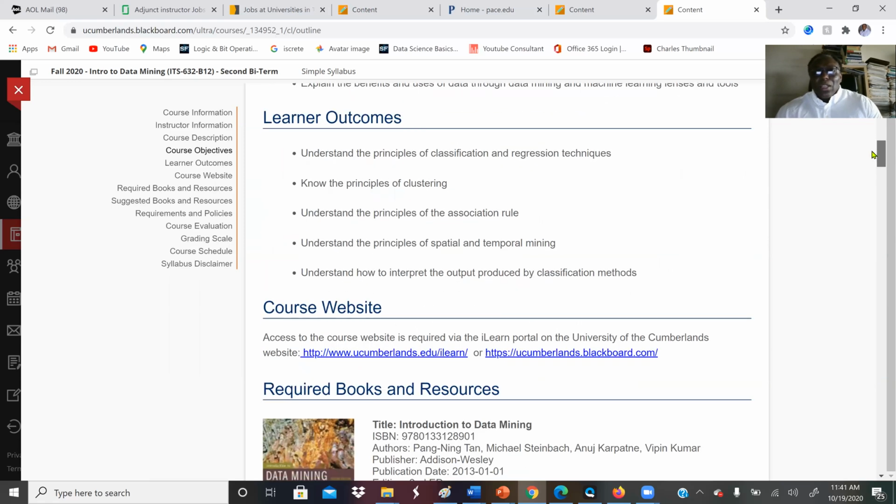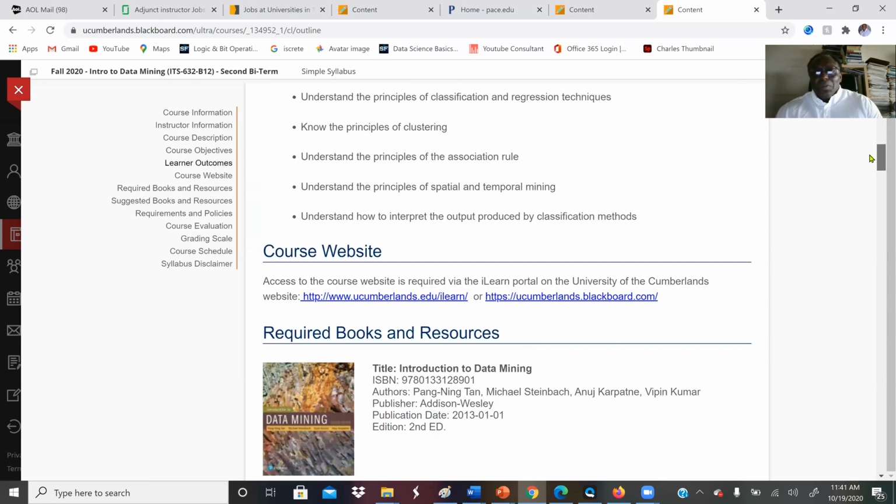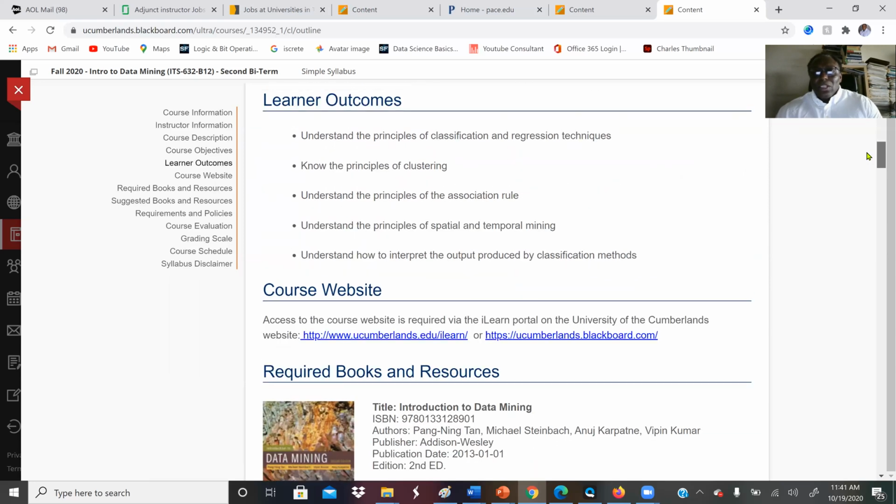Then we have the learner outcome. Hopefully by the end of the class, you should be able to understand what data mining is and also be able to apply data mining algorithms in any business organization, whether medical field, engineering, retail, banking, science, etc.